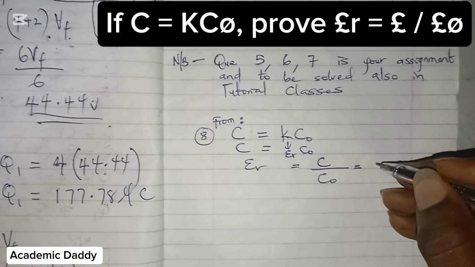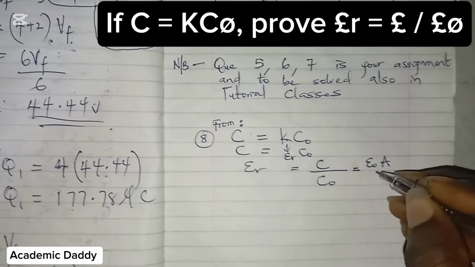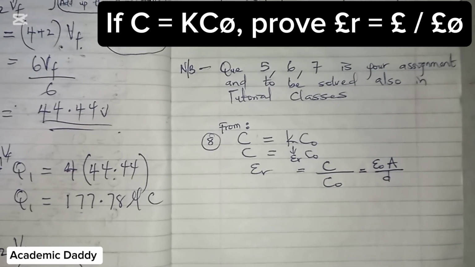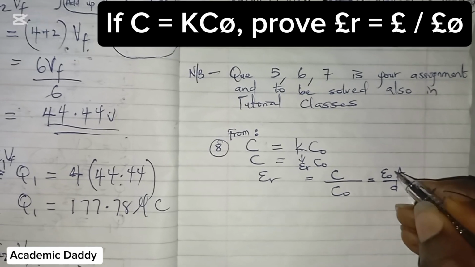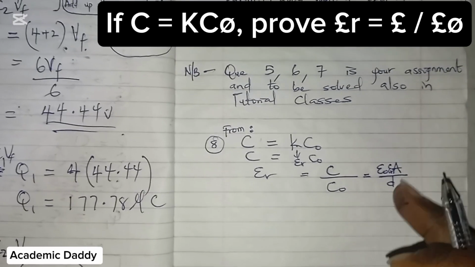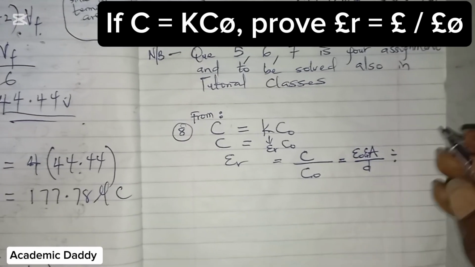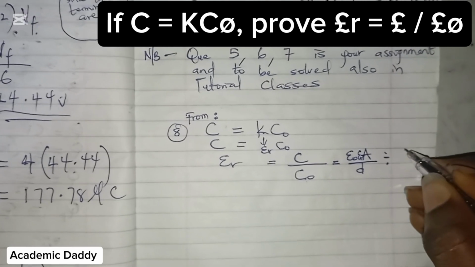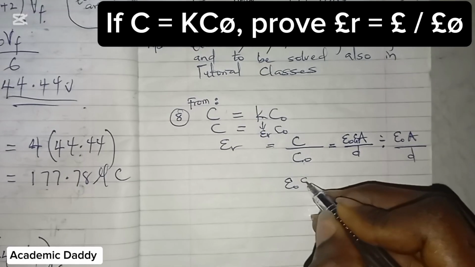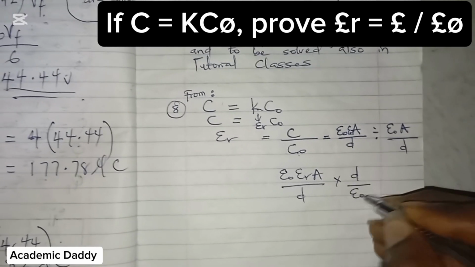But when we're talking about plates of capacitors, we're looking at capacitance in the direction of E naught A divided by D. But remember that this one is the one that has dielectric, and when you have dielectric, you will now have E naught ER A divided by D. Then remember that this one down here is the one that does not have ER, so you now have just E naught A divided by D. So this is going to be the same thing as E naught ER A divided by D, multiplied by D all over E naught A.